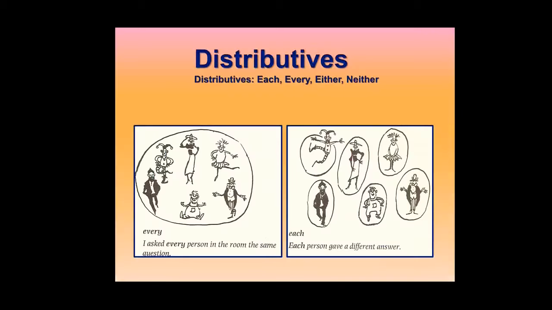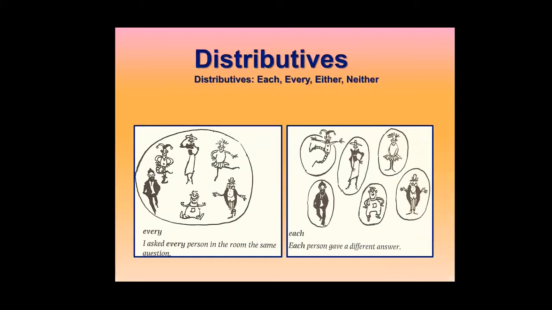I'm sure you can understand these by seeing this picture. Let's move forward, and the next is distributives. In distributives we will talk about these 4 words: each, every, either, neither. Please have a look at both these pictures. Picture number 1, every. You can see there is a circle, and inside that circle some people are there. So they are like one unit. They are together, so that is why we are taking them as one. Example: I asked every person in the room the same question. That means everyone was asked the same question.